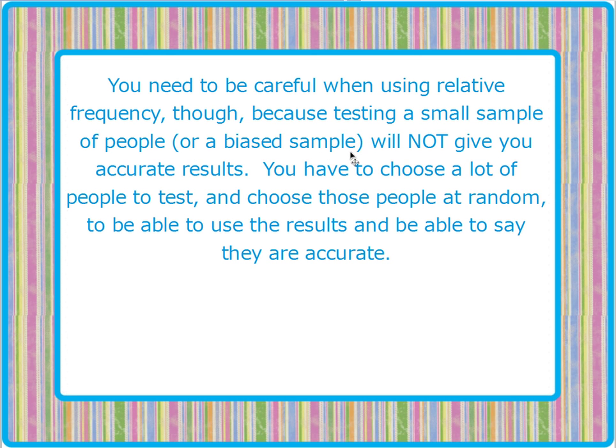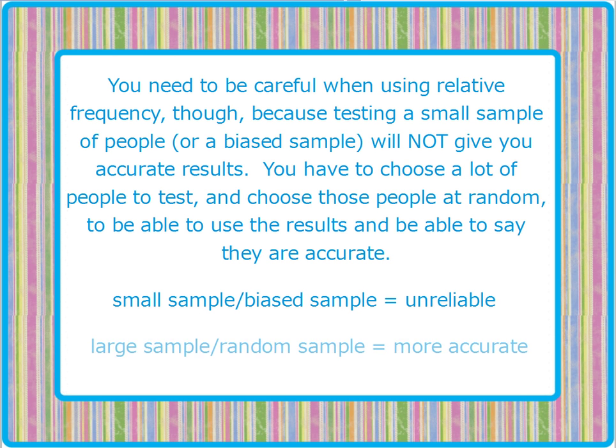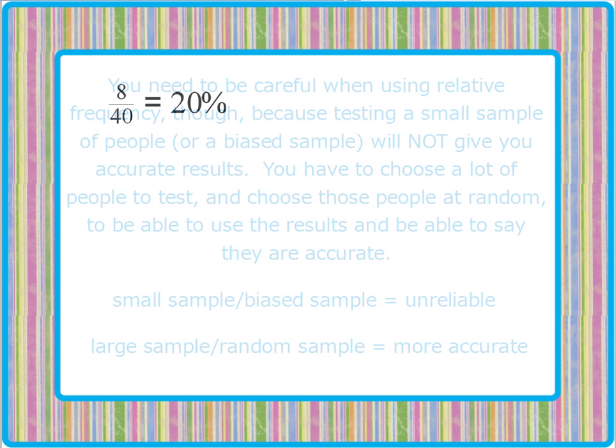A biased sample is when you don't choose the people at random. Let's say you only chose people who you saw eating chocolate ice cream. That would be a problem. You need to just randomly pick people to ask, and you need to choose a lot of people to ask in order to make it accurate. So in other words, a small sample or a biased sample gives us unreliable results. A larger sample that's chosen at random gives me more accurate results.